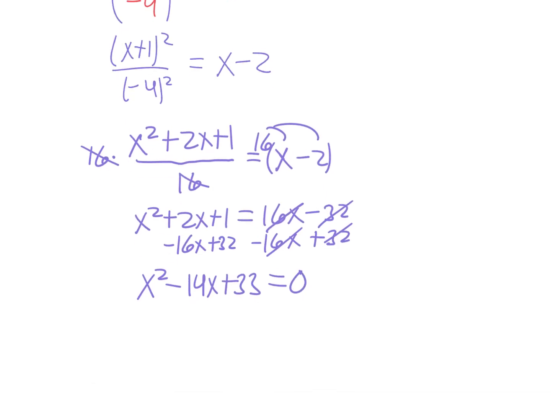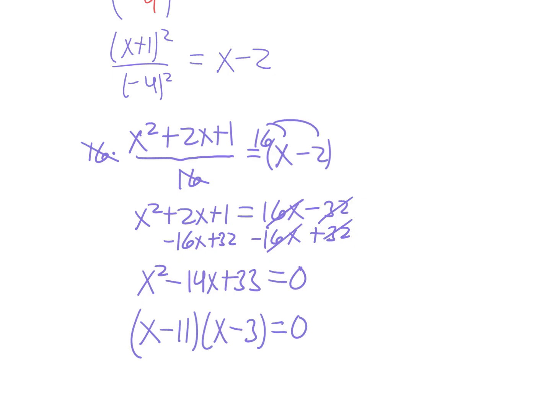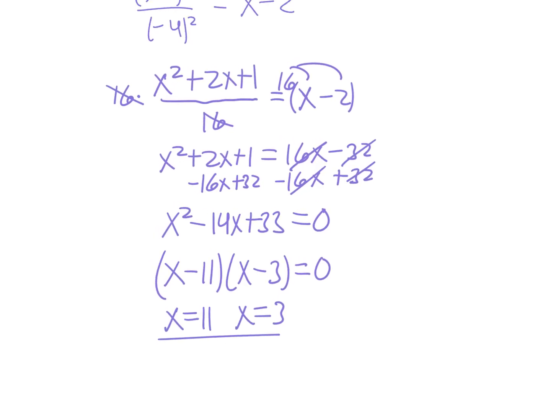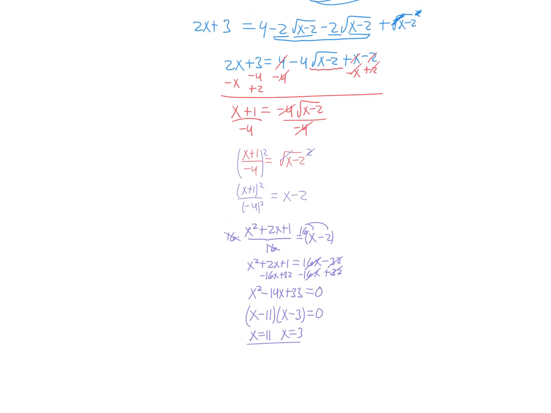I just need factors of 33 that add to negative 14, and that's going to be an x minus 11 and an x minus 3 equals 0. All right, so then setting both of these equal to 0, I get x equals 11 and x equals 3, all right? A lot of work for this one, right? And if I zoom out, you're going to see all that work that we did for this problem.